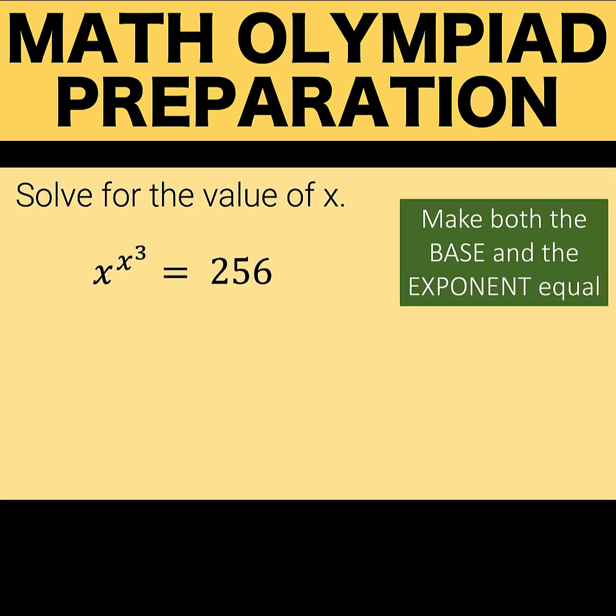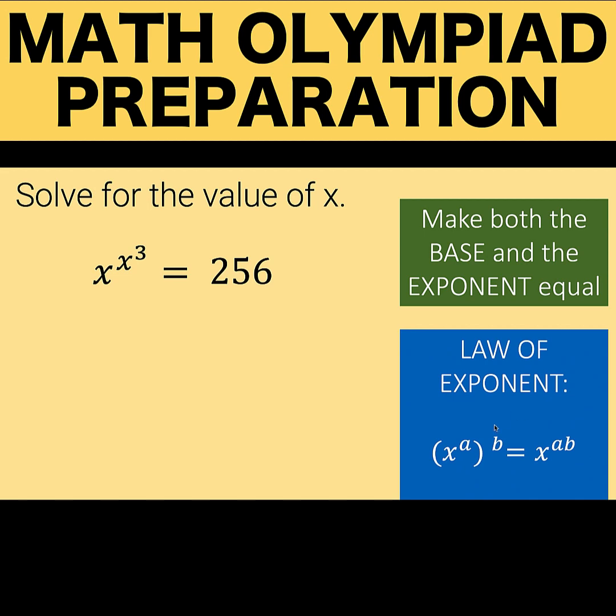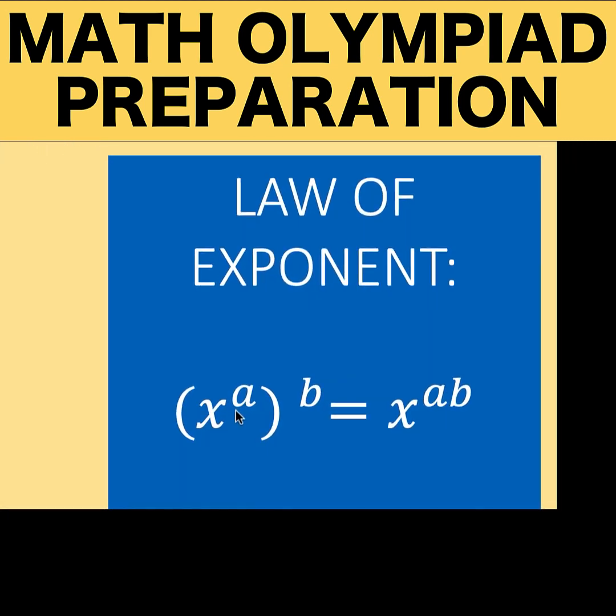So let's recall some properties of exponents. Let's recall the power of power rule. When we have the quantity x raised to a, raised to another exponent b, that is equal to the base x, and then we multiply the exponent a and the exponent b to get ab. But since multiplication is commutative, we can also interchange this a and b, and still this property works.